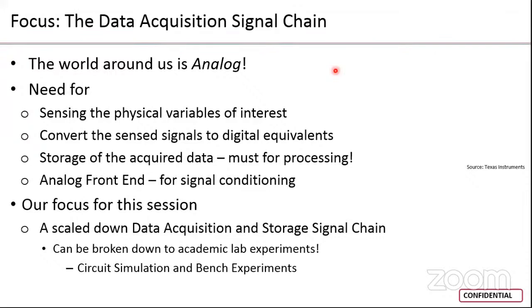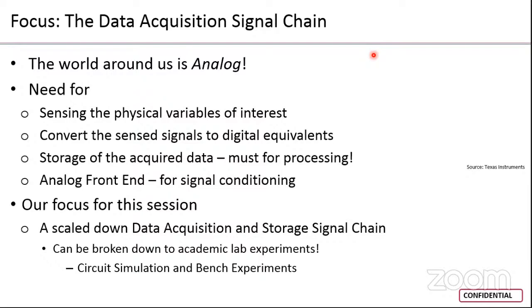Okay, fine. Let us move forward with the data acquisition system. As I have told you earlier, the world around us is analog. So there will be a need for sensing the physical variables of interest, converting the sensed signals into digital equivalents, and storing the acquired data. In all these processes, even when you talk about cognitive radio, the sensing system is always hardware. Then you go on to process and then transmit it to the receiver. Those things can be software modules also.